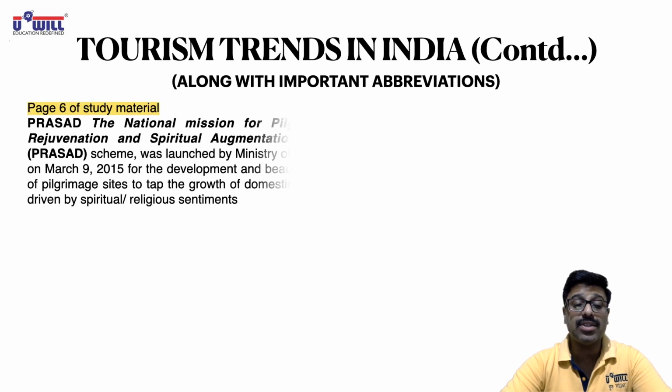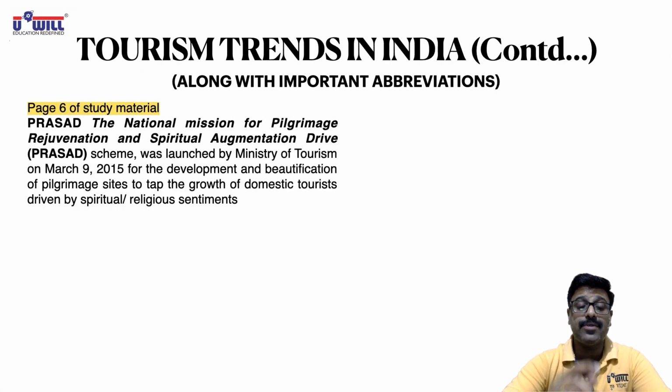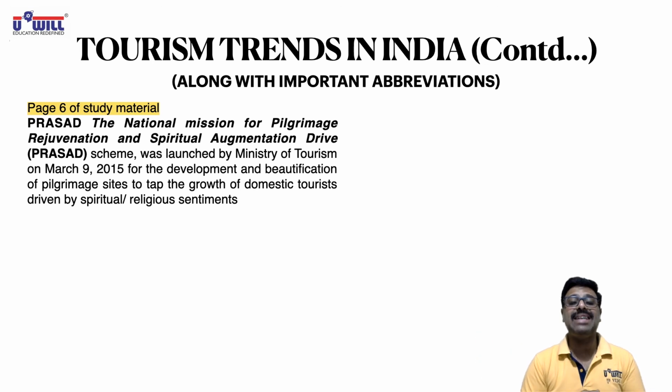Next, page number 6 of your study material, Prasad. You all write this full form of Prasad also in your notebook. It was the national mission for, what does Prasad stand for? P stands for pilgrimage, R stands for rejuvenation, A stands for and, S stands for spiritual, again A stands for augmentation, and D stands for drive. What is this? Pilgrimage, Rejuvenation, and Spiritual Augmentation Drive. Beautification of the pilgrimage sites.